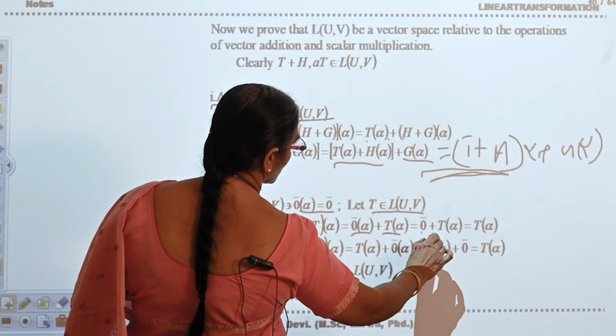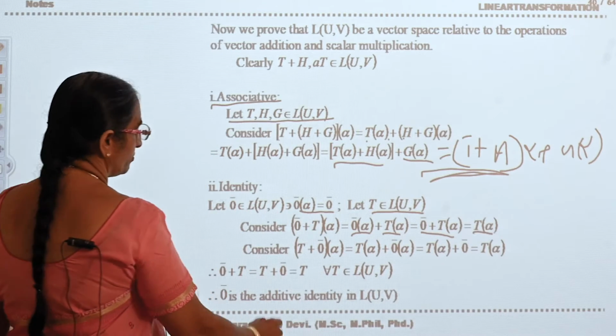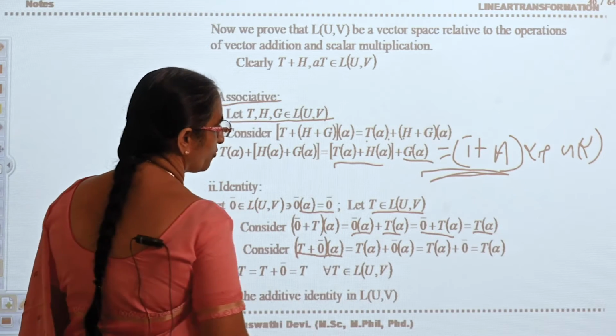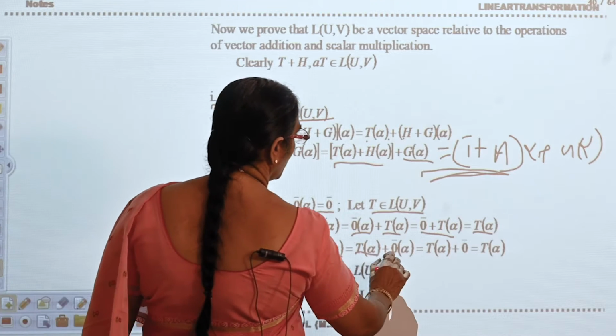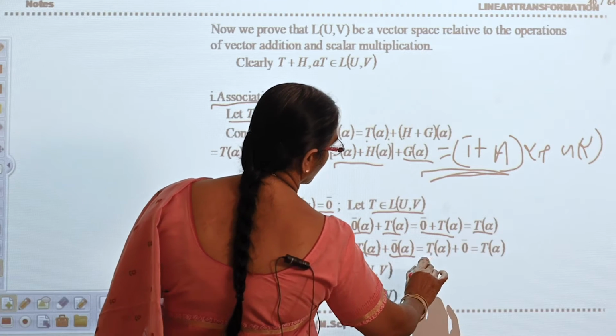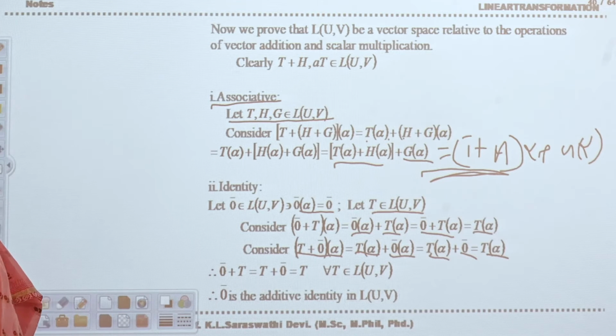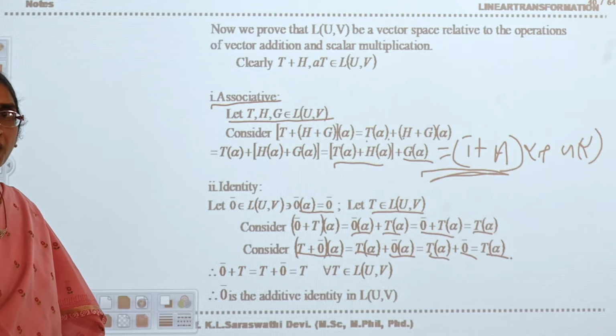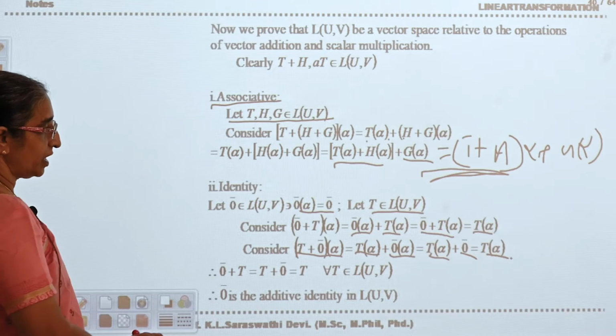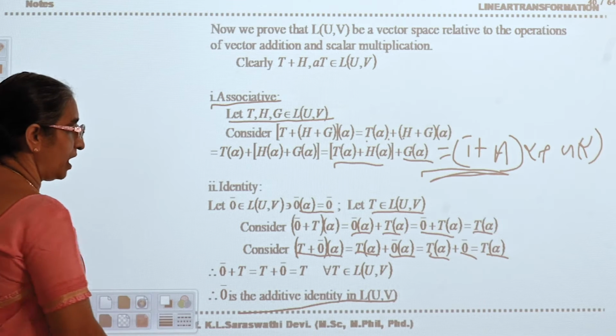This is 0 bar plus T of alpha, which is T of alpha. Similarly, T plus 0 bar of alpha is equal to T of alpha plus 0 bar of alpha. This is T of alpha plus 0 bar, that will be equal to T of alpha. Therefore, 0 bar plus T is equal to T plus 0 bar is equal to T. Therefore, there exists an additive identity in L of UV.